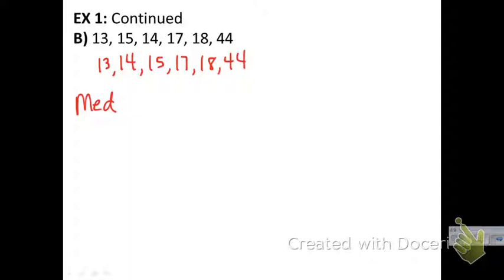Okay, so B, we're going to do this again. The first thing you're going to do is put them in numerical order. I like to start by finding the median first. The median is the number right in the middle, and I have an even set of numbers here, so it's right between those two. You can either add those and divide by 2, or you can see that 16 is right between 15 and 17.